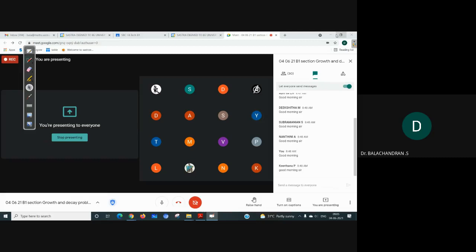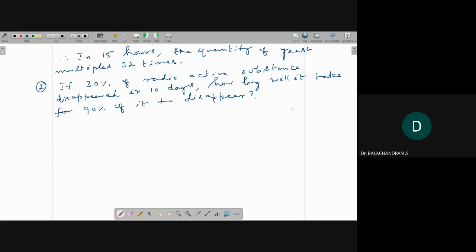Now, the first question is 30% of radioactive substance disappeared in 10 days. So this is a rough calculation. Here I am not using any differential equation. Out of 100, 30% disappeared means I have 70. In the next 10 days, 70 into 30 by 100 is 21, so you subtract 21 from 70 and you get 49.